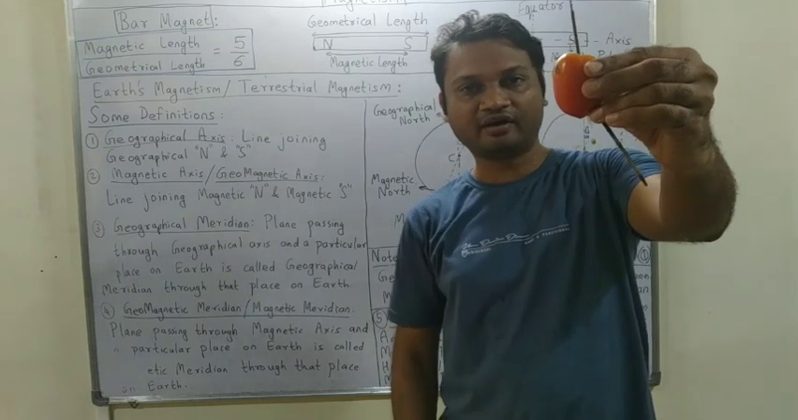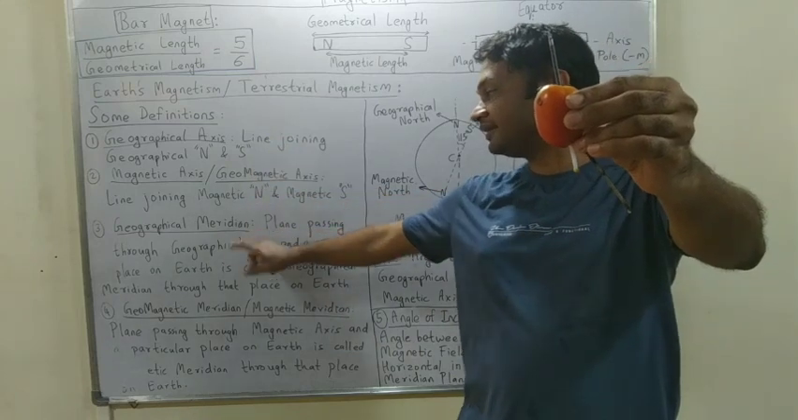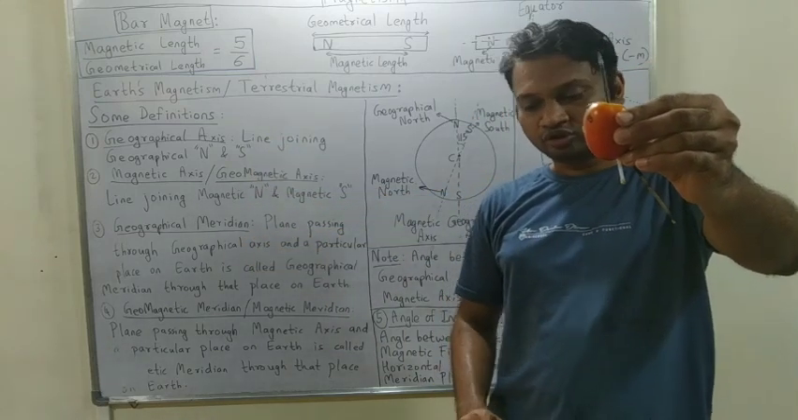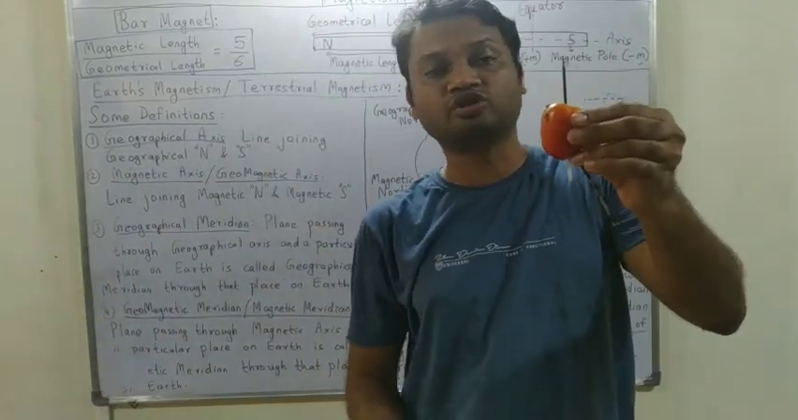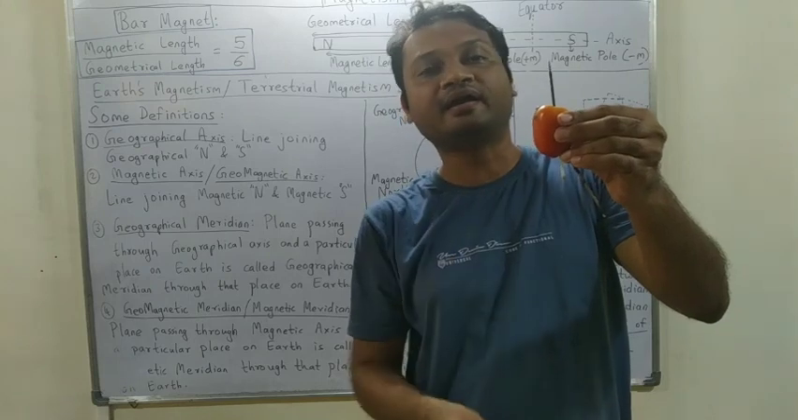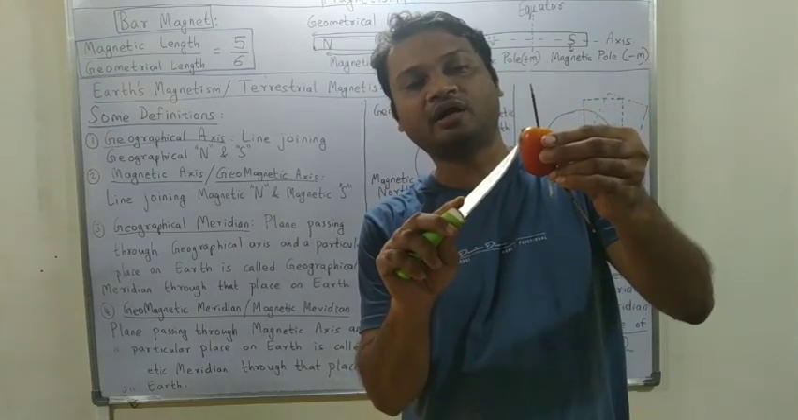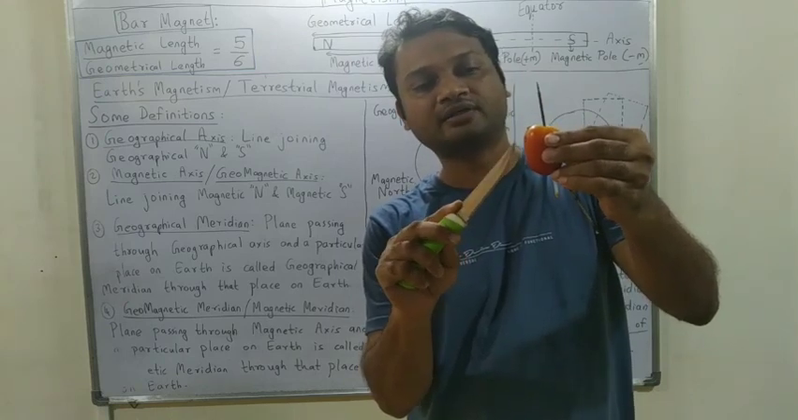Then we have a new definition, which is the geographical meridian. What is the geographical meridian? Geographical meridian is the plane passing through a point on Earth. This is a point on Earth which I have marked.